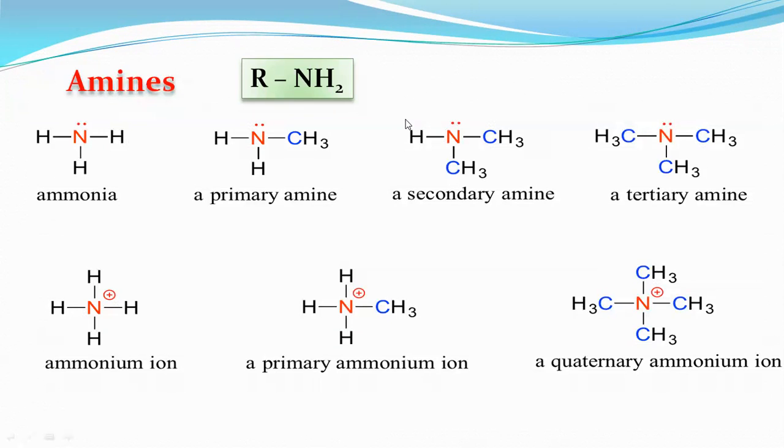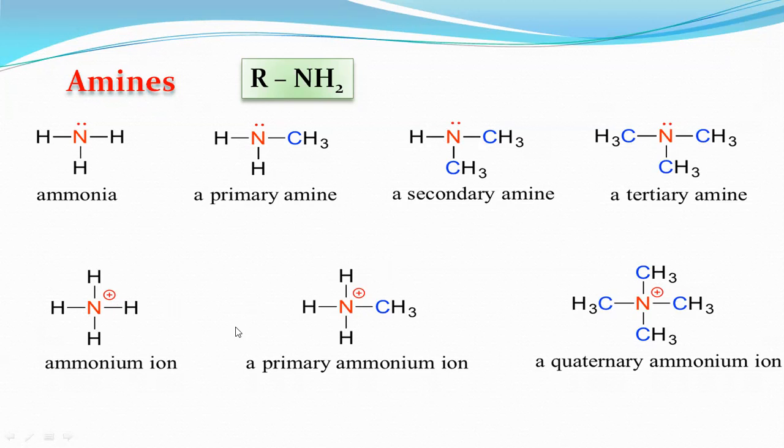For amines, the general formula is RNH2. See here the first structure is ammonia, NH3, where the nitrogen is bonded with 3 hydrogens. When one hydrogen is replaced by an alkyl group, a primary amine is formed, RNH2. When two hydrogens are replaced by two alkyl groups, a secondary amine is formed. In tertiary amines, nitrogen is not bonded with hydrogen; its valency is completed with 3 carbons. And therefore these are the examples for primary, secondary, and tertiary amines.